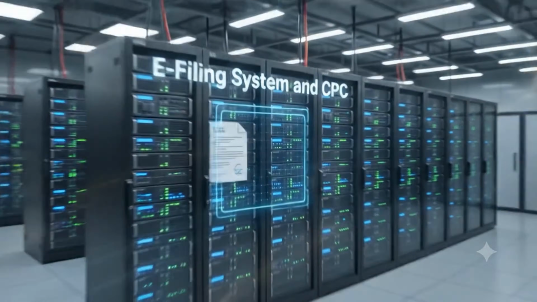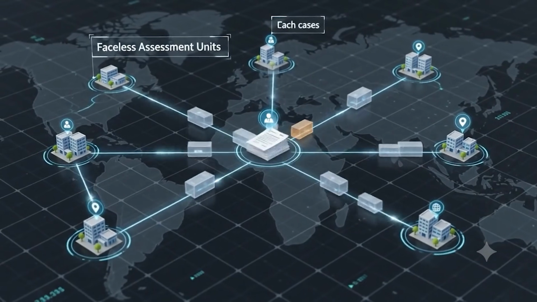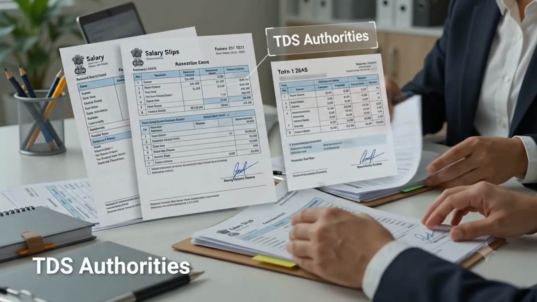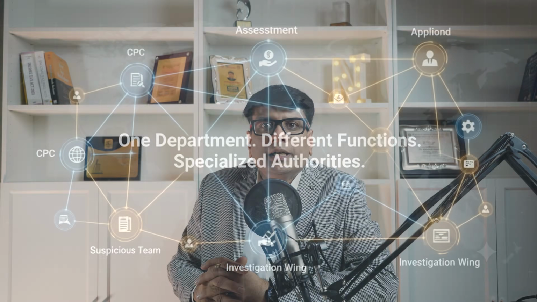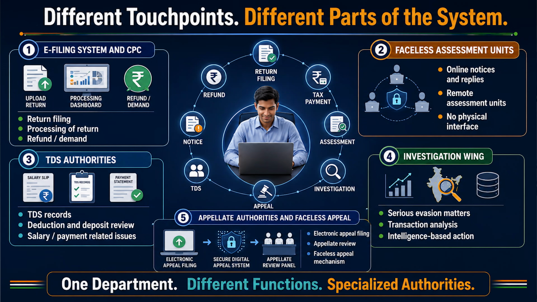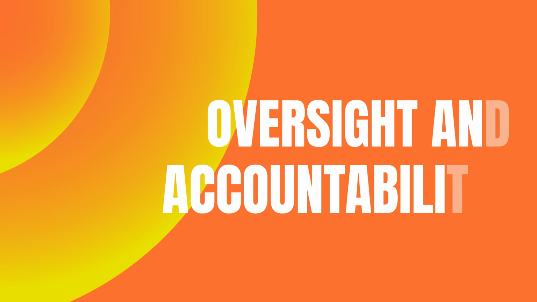Behind each of these touchpoints, there is a different part of the system. Return filing and processing may involve the e-filing system and CPC. A notice may come through the portal, but the assessment happens through faceless units. TDS issues involve TDS authorities. Search or serious evasion matters involve the investigation wing. Appeals go through appellate authorities or faceless appeal mechanism.